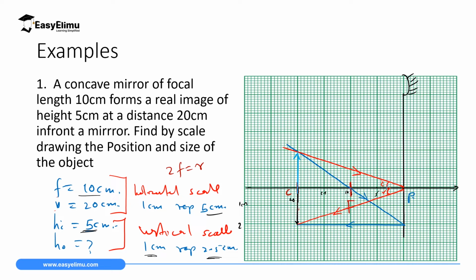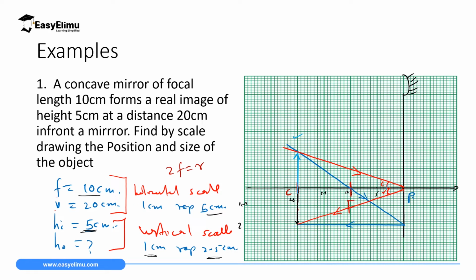Now that we have determined the position of the object, the object was at C. So remember what we did in construction. When an object is at C, the image is formed at C. Then in this case, the height of the image is the same as the height of the object, but we can do that by measuring.